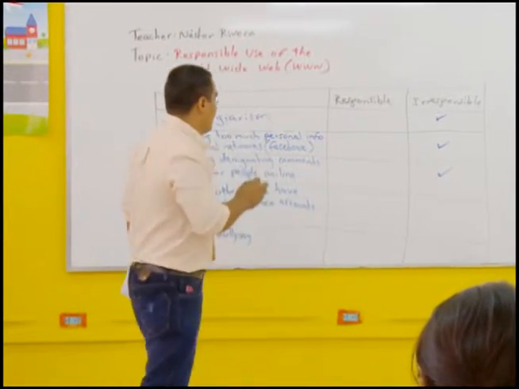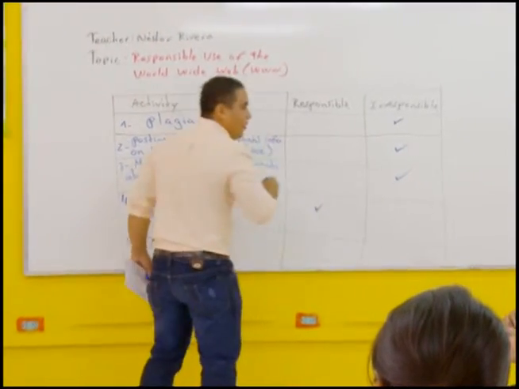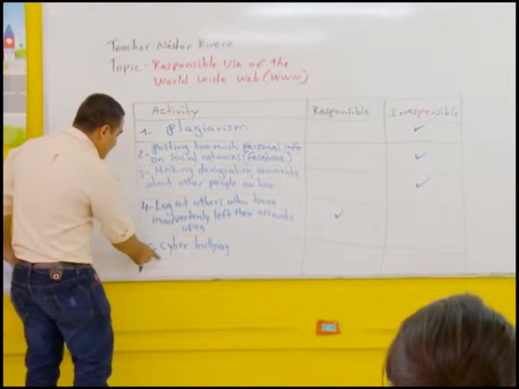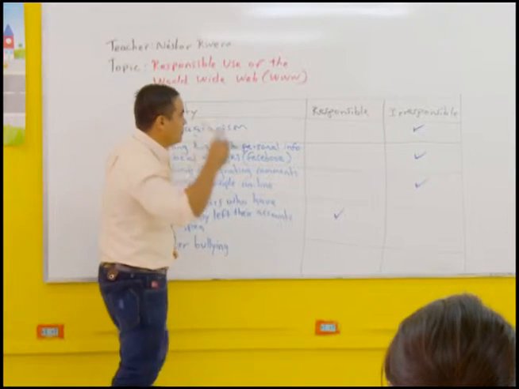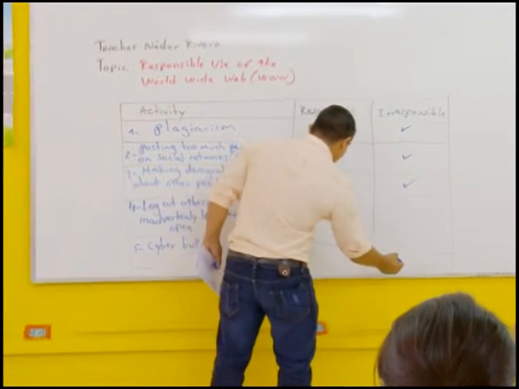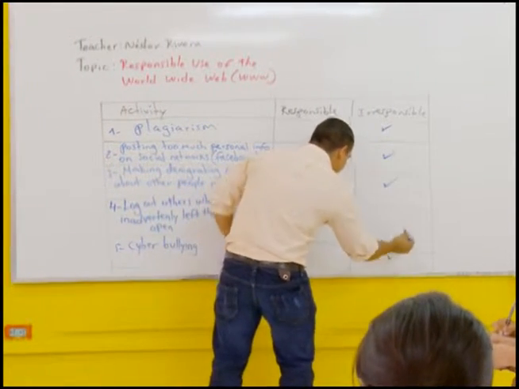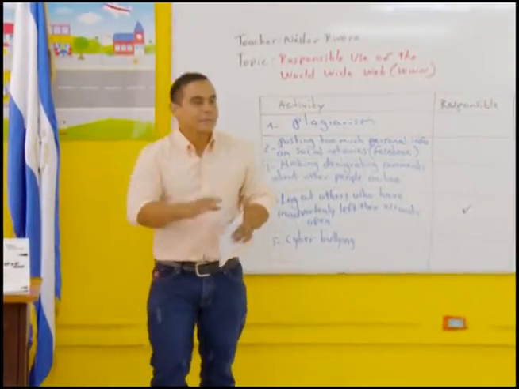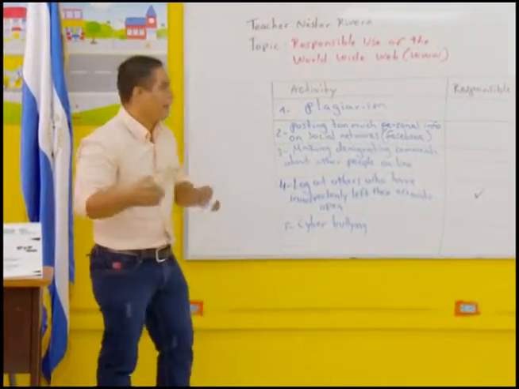Sorry. Good. This is a good behavior. This is a good action. And number five, cyberbullying. Tell me. Irresponsible. Okay? Everybody clear? No questions? Okay.